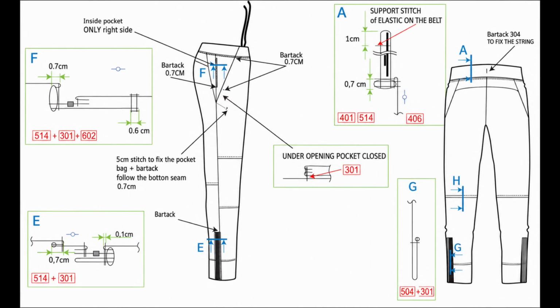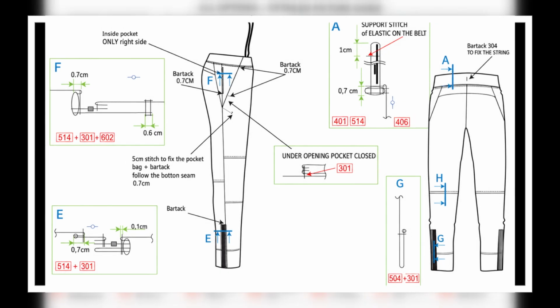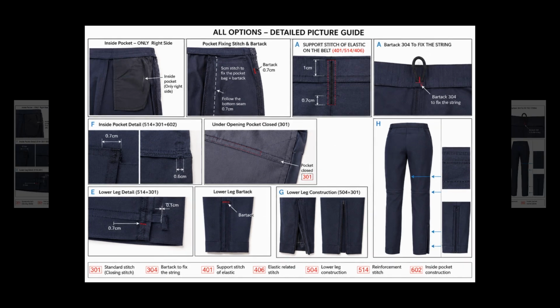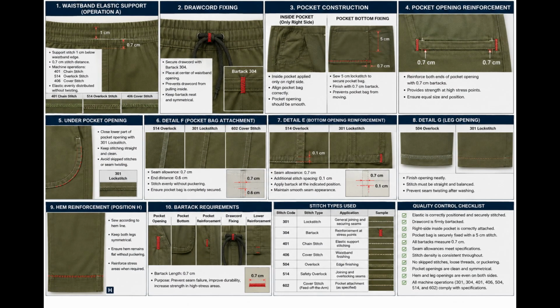3. Under opening pocket closed. The drawing specifically indicates under opening pocket closed. The pocket opening underneath the upper opening must be closed securely. Sewing operation reference 301. The closure must be clean and should not create excessive bulk. Make sure the pocket does not accidentally remain open after sewing.